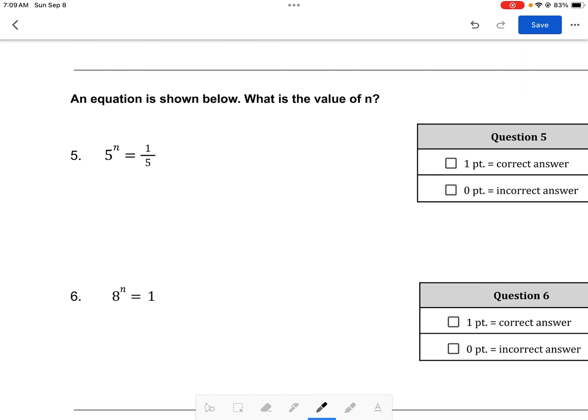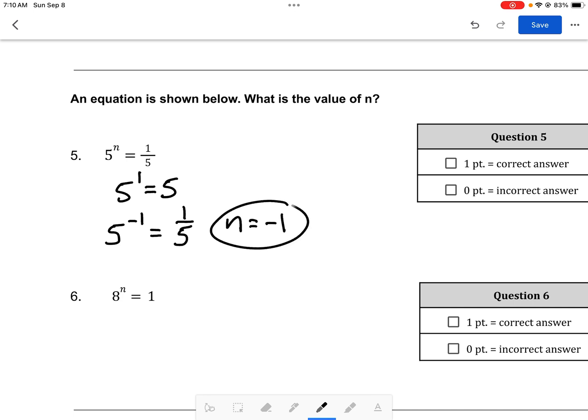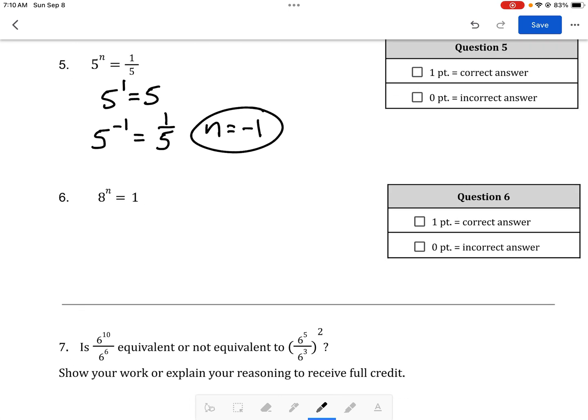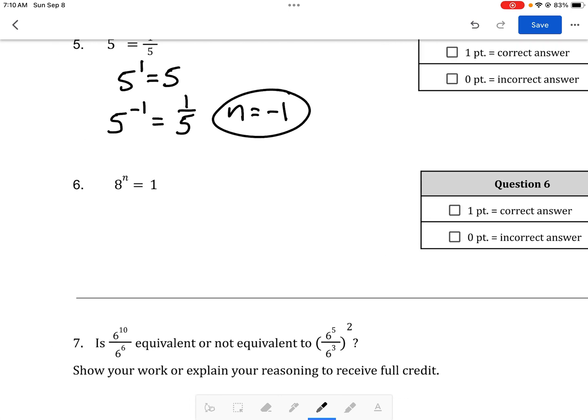Looking at number 5, we need to figure out what the value of n is. 5 to the n equals 1/5. I know that 5 to the first power is equal to 5. So if I need to figure out what 1 over 5 equals, I would need to do 5 to the negative 1. And that would equal 1/5. So n here is going to equal negative 1. Number 6, I know anything to the 0 power is 1. So here n is going to equal 0.